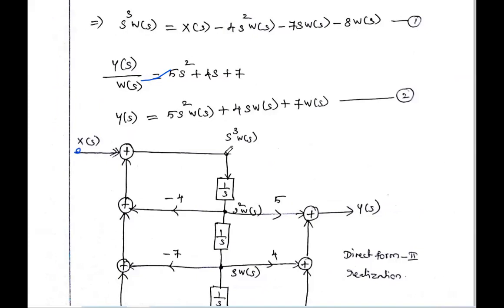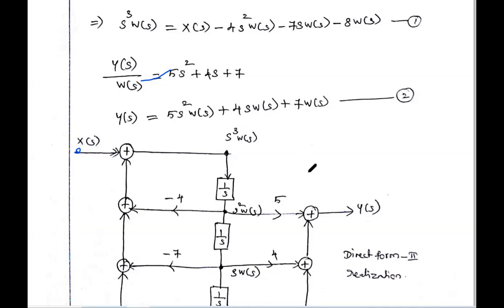This center point is the highest power, the highest power of s times w of s, the intermediate variable. This one you have to take, and this last point is y of s. So you just place the first 3 points: x of s, the center value, the intermediate variable with the highest power s power 3 w of s, and y of s.